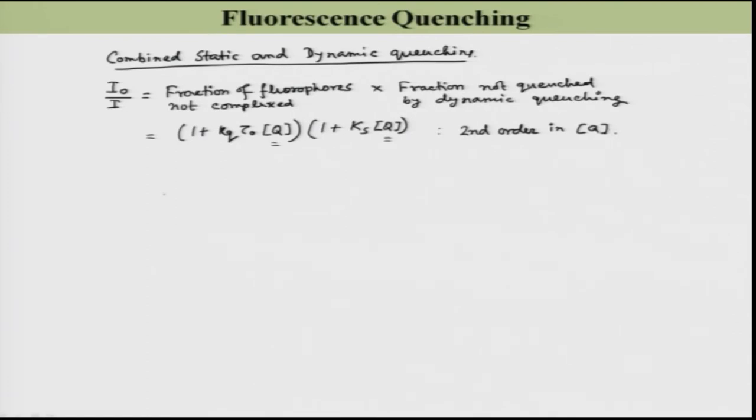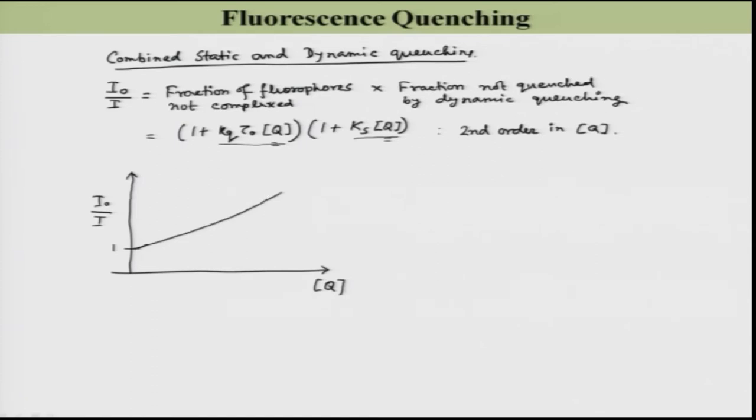And now, if you plot I 0 by I versus concentration of Q, obviously, this is no longer a straight line. Obviously, it will start from 1, as you can see here. When q equal to 0, this whole part is 0, this whole part is 0, then it is 1 into 1, so it is equal to 1. So, it will start from 1, there is no doubt, but for lower quencher concentration, it looks like a straight line, but as you increase the quencher concentration, you will see the curve has an upward nature.